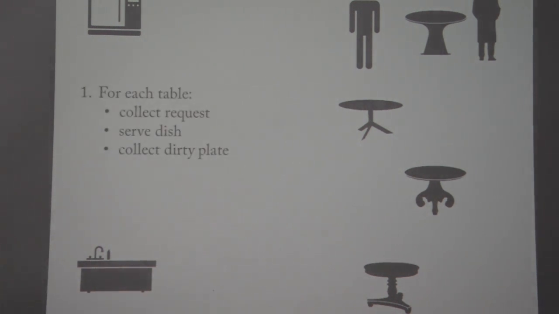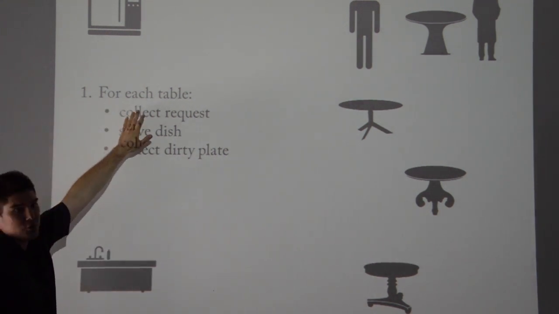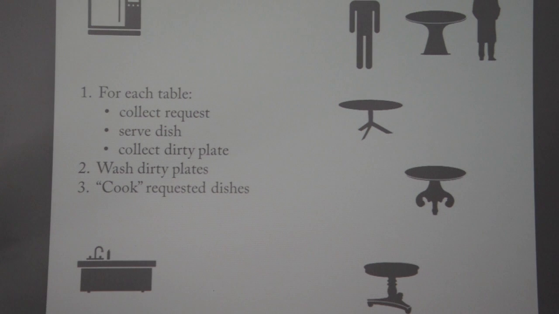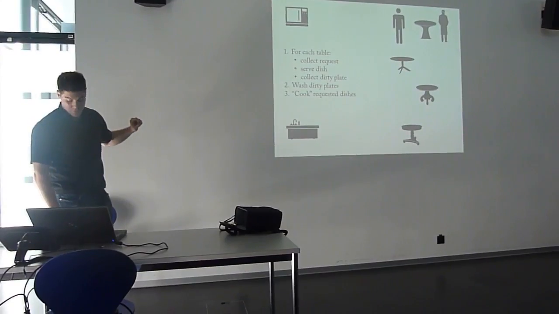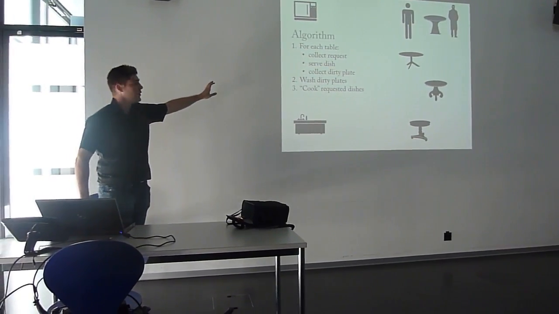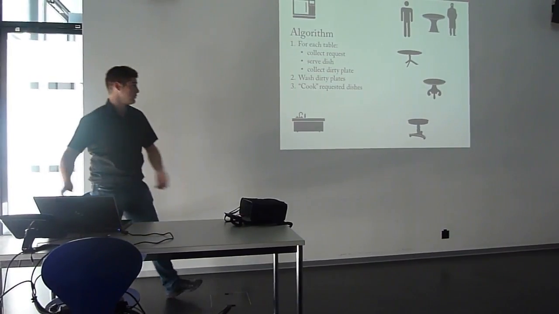And so it turns out that what this worker did, he had a well worked out sequence of steps, exactly what you asked. It's like, first for each table, I'll collect the request, serve the dish, and collect the dirty plate, if there is any one of these bullets to do. Then I'll walk to the dishwasher and wash the dirty plates that I have. Then finally, in the third step, I will go up here to the microwave and cook the requested dishes, so to speak. And then it turns out that in restaurant management, they call this well predefined sequence of steps an algorithm. That's just their terminology for who knows what reason.